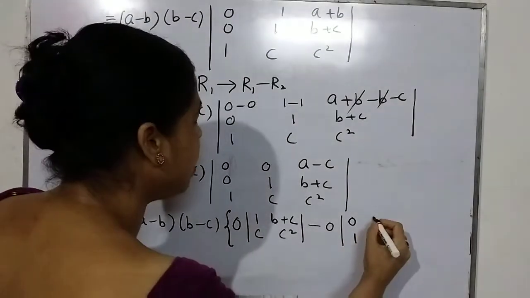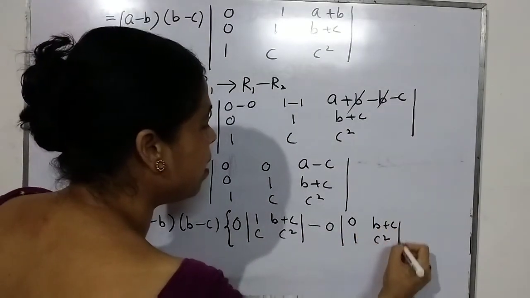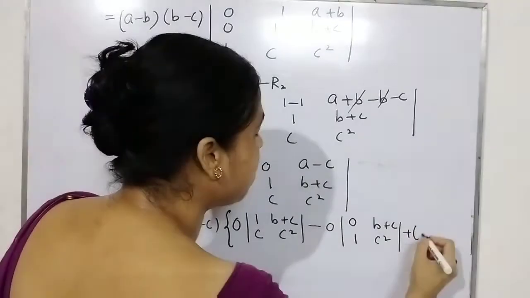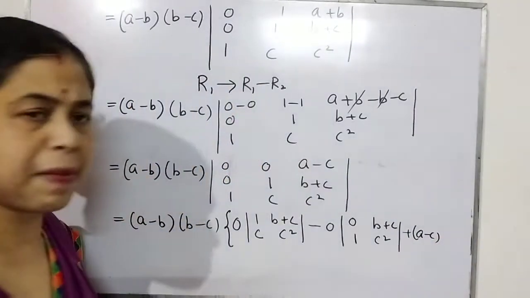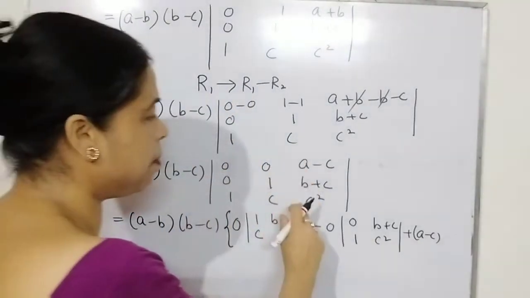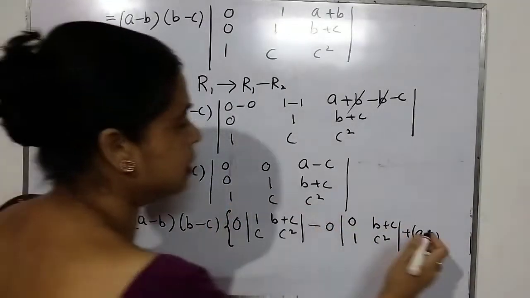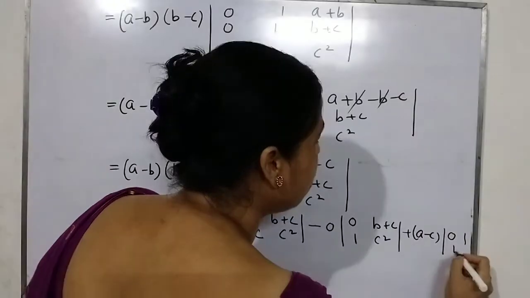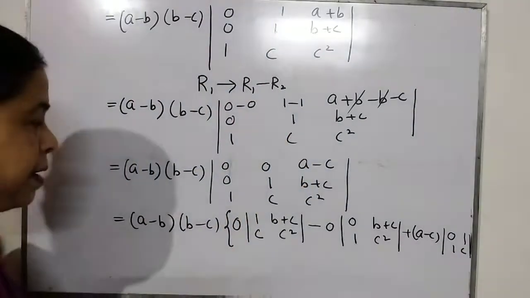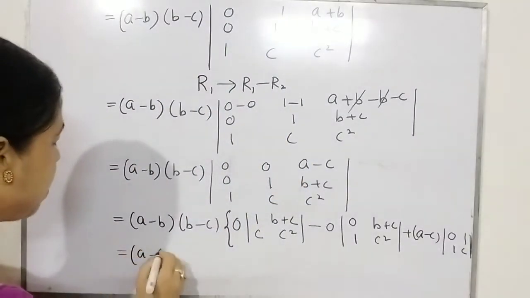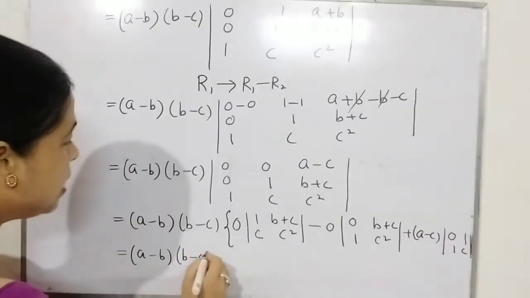1, 0, 1, B plus C and C square. Then we have to write down A minus C. A minus C, when you write down, first row, third column you delete, what is left? 0, 1, 1, C. This is 0, 1, 1, C. This is done. Now, this will be equal to what? A minus B, B minus C.